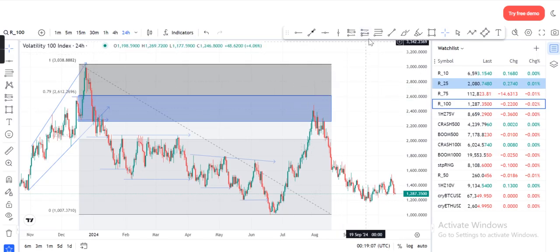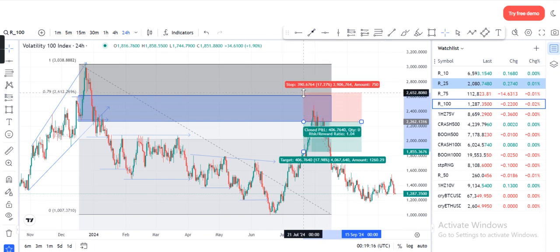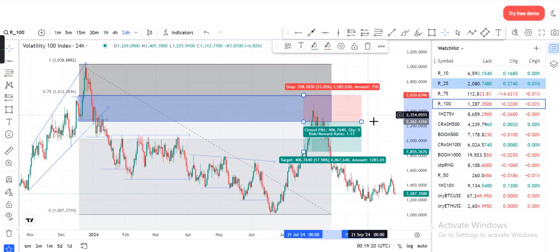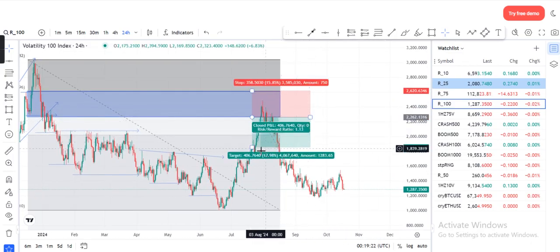So, this being the case, what will now be our mode of entry? Based on this, our mode of entry will basically be from this point without doing a refining of the zone, like the one we did in the past video, the Volatility 25 trade.